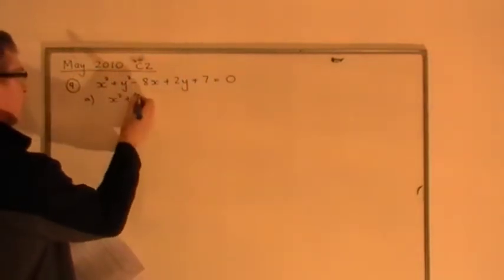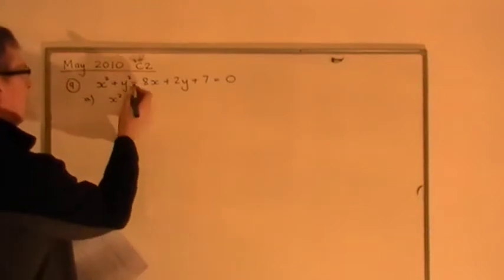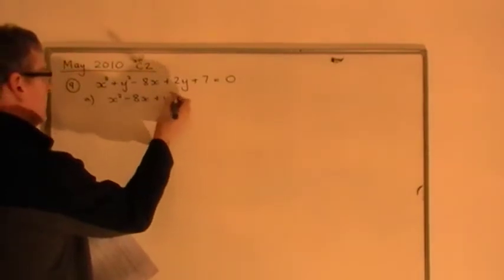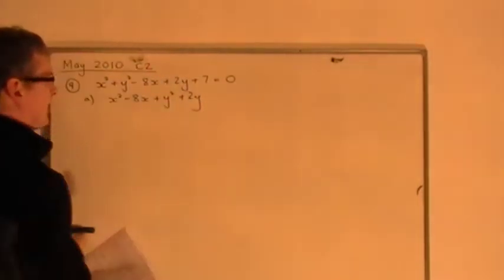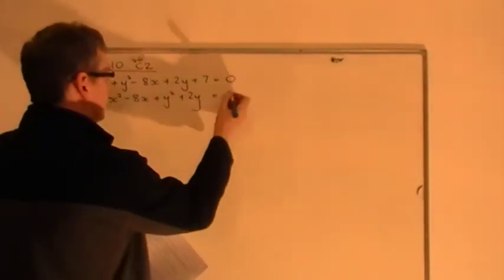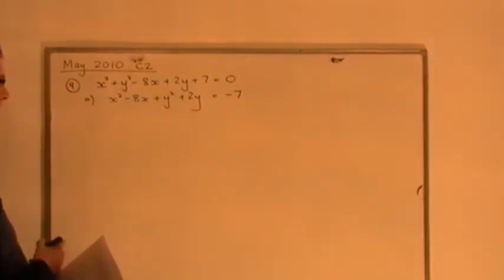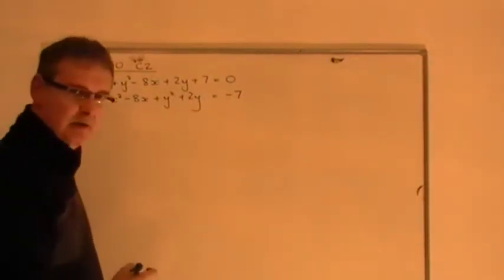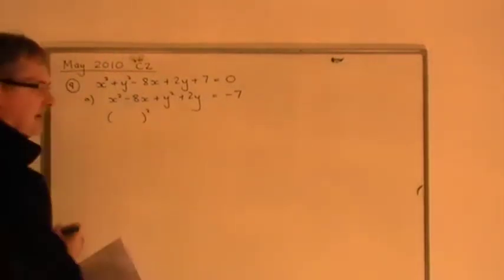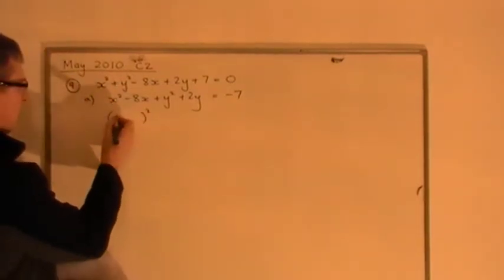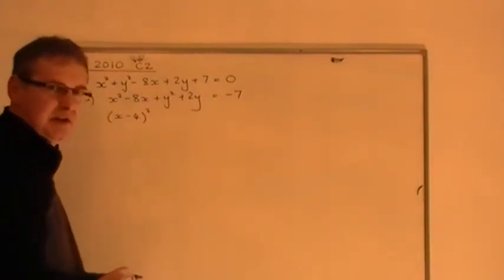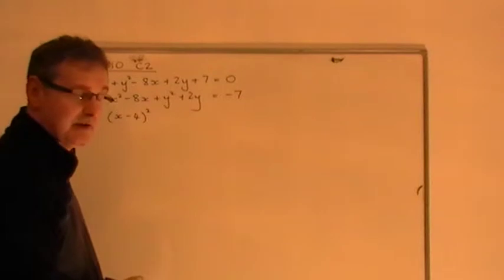So you get x squared minus 8x. Then you put the y quantities, so plus y squared plus 2y. And then I would suggest you take all the number terms to the other side. So we put equals, take the plus 7 over, you get minus 7, like so. Take the first two quantities, x squared minus 8x, and I suggest you now apply completing the square technique to it. If it's x squared minus 8x, it must be x minus 4 inside the bracket, the minus 4 being half of the minus 8.